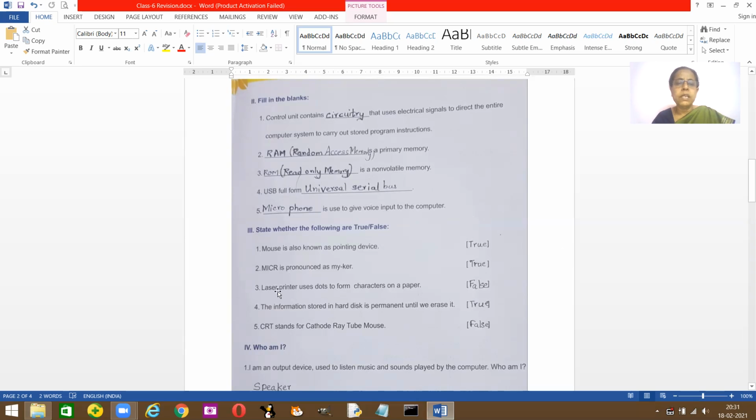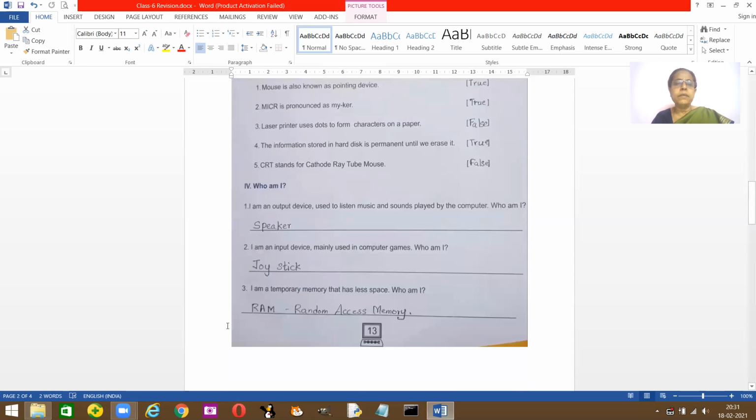True. Laser printer uses dots to form characters on paper. False. It is the dot matrix printer that forms dots on the paper. The information stored in a hard disk is permanent until we erase it. True. Whatever you store on the hard disk, it is permanent unless you erase it. CRT stands for cathode ray tube mouse. No, it only stands for cathode ray tube. There's no mouse, so the answer is false.